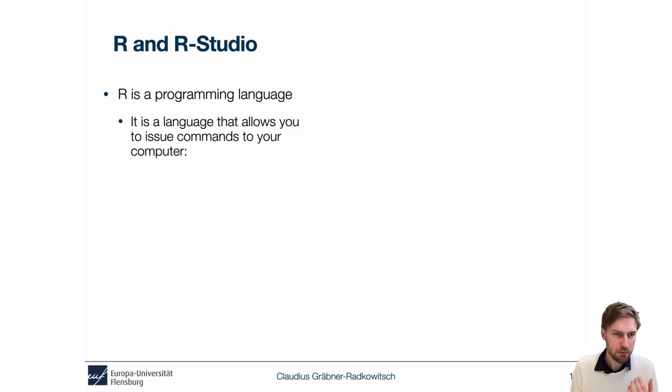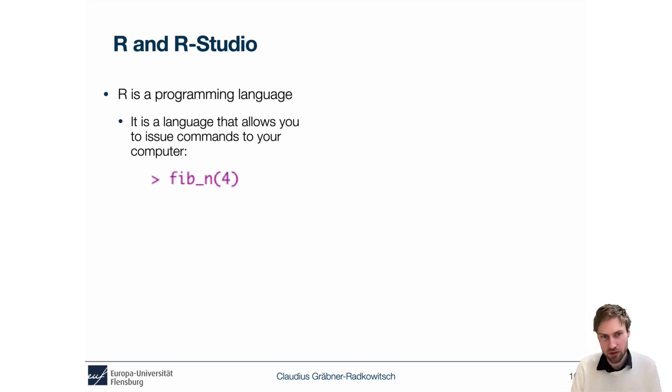So here's, for example, a function call in R. We will learn more about functions later on. This is basically a function called fibn with an argument 4. And it tells the computer to compute the fourth Fibonacci number.